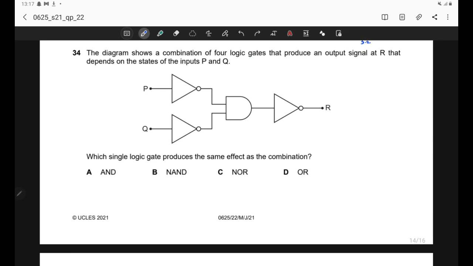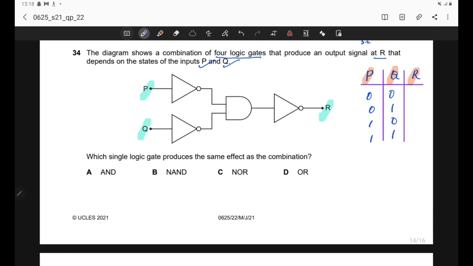Question 34. The diagram shows a combination of 4 logic gates that produce an output signal at R that depends on the state of the inputs P and Q. Which single logic gate produces the same effect as the combination? Initially we can check the truth table of the given combination. Here we have two inputs, P and Q, and one output, R. We can check different input combinations: 0, 0, 0, 1, 1, 0 and 1, 1. For these input values, what will be the value at the output of this combination?